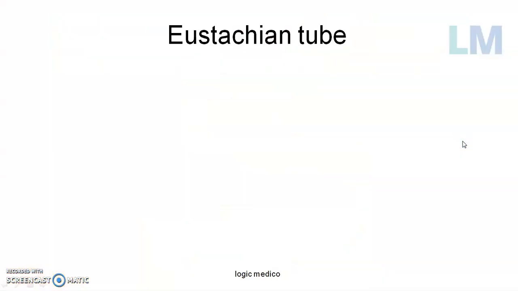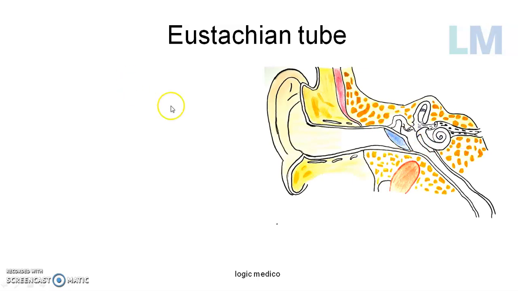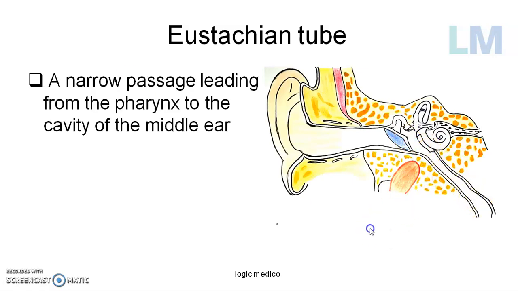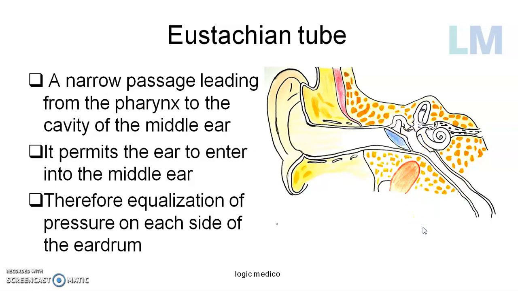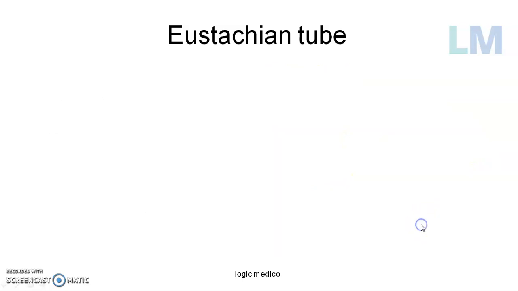Come on to the first step. Eustachian tube. This is the Eustachian tube you are seeing. It is a narrow passage leading from the pharynx into the middle ear cavity or the tympanic cavity. It permits air to enter from the pharynx, that is the nasopharynx, into the middle ear cavity. Therefore, helping in equalization of the pressure on either side of the eardrum or tympanic membrane. That is the Eustachian tube.